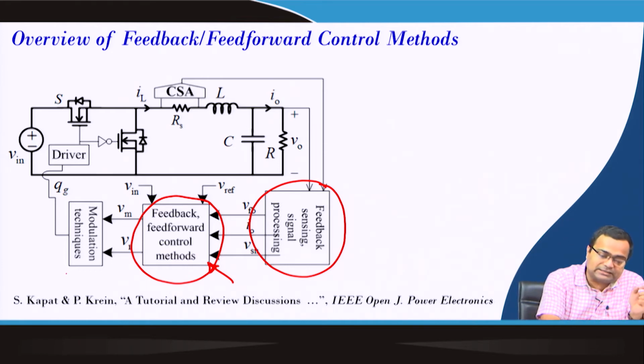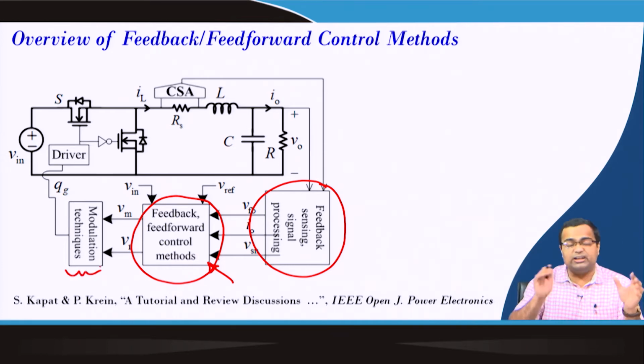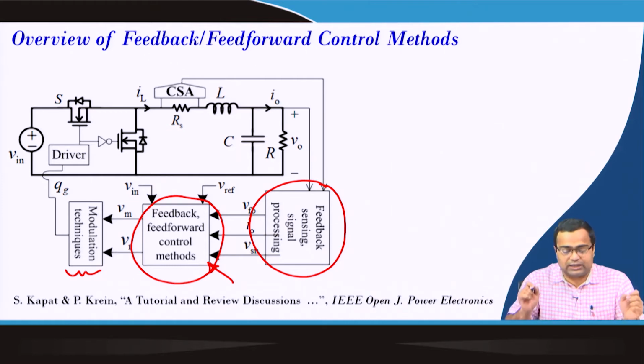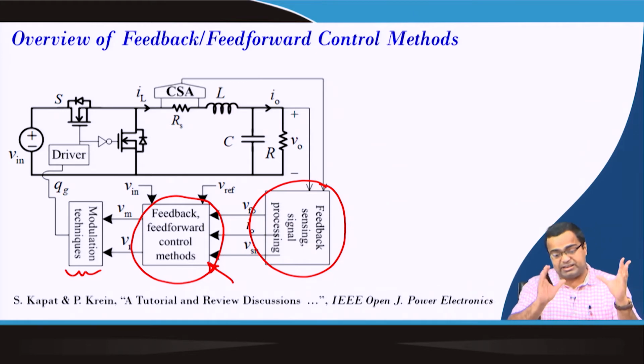The next part is the modulation technique, and we have already discussed this in the week 2 series, where we talked about fixed frequency modulation and variable frequency modulation. So, even though the feedback control structure may be the same, the modulation can be different, and as a result the stability and other conditions can be fundamentally different, and those things we have already discussed. So, now we want to take different control methods one by one.